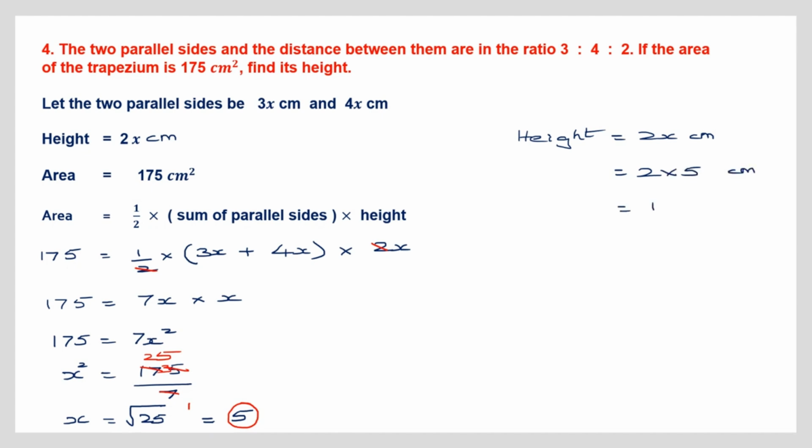2 fives are 10, so 10 centimeters. So we have found the height. We've been asked to find the height. We have found the height to be 10 centimeters, and that is our answer.